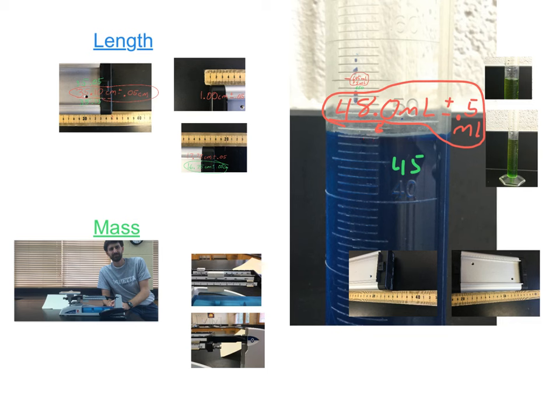So this would be 48.0. It could have been slightly above, 48.5, half the smallest tick, half of 1.5. It could have been slightly below, 47.5, but it looks to me like it's more right on 48, so 48.0 plus or minus 0.5 milliliters.